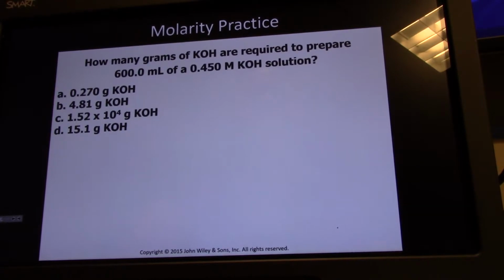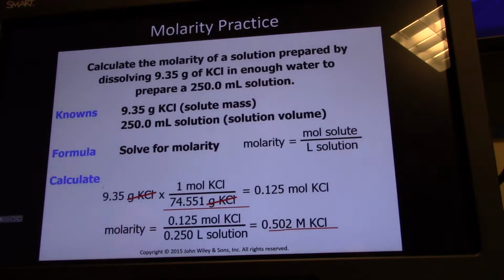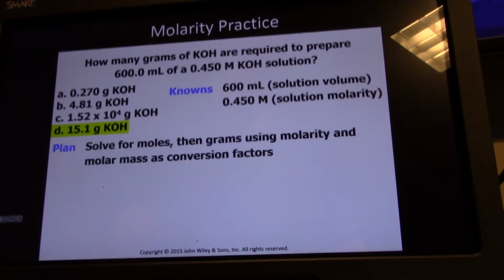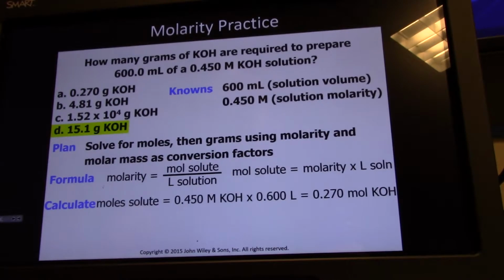How many grams of potassium hydroxide are required to prepare 600 milliliters of a 0.450 molar potassium hydroxide solution? Well, we first need to figure out how many moles of KOH we need. So I need to make a 0.450 molar solution, that's moles per liter. And I'm going to make 0.6 liters of this. 600 milliliters is the same as 0.6 liters.